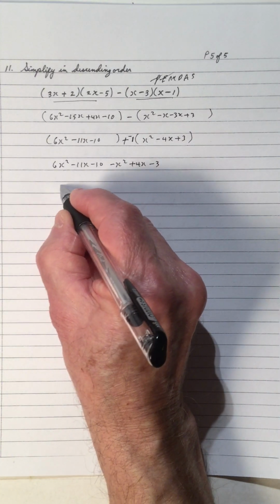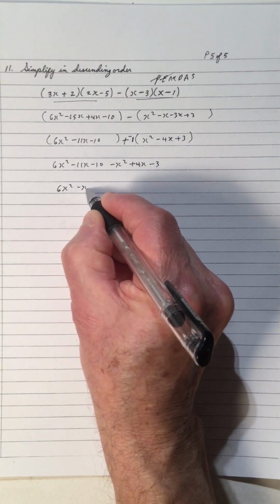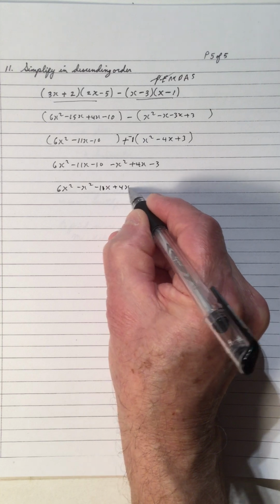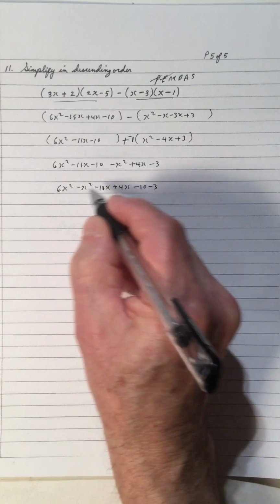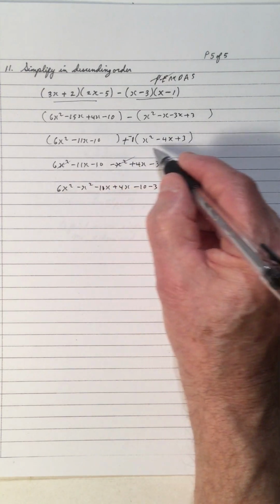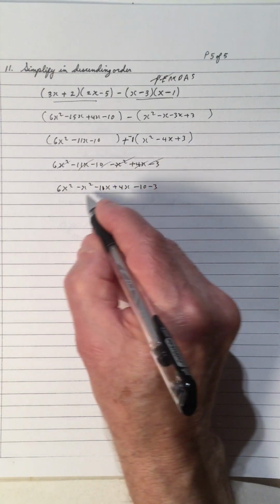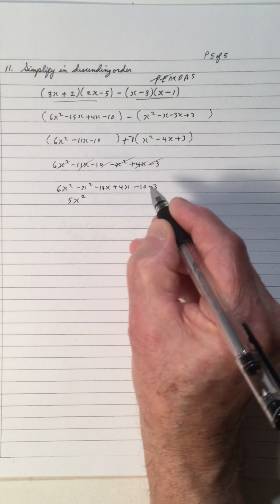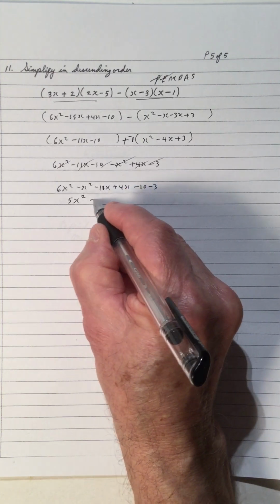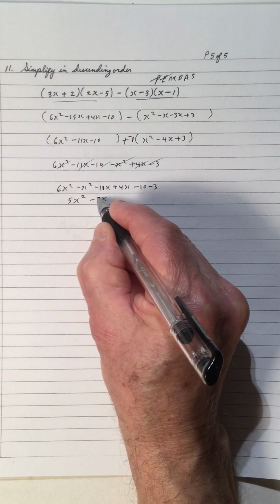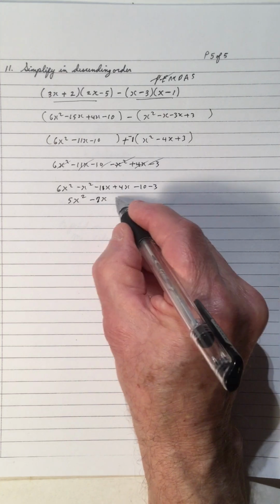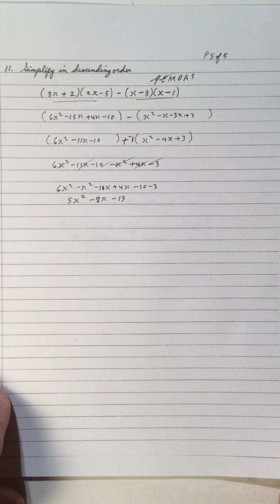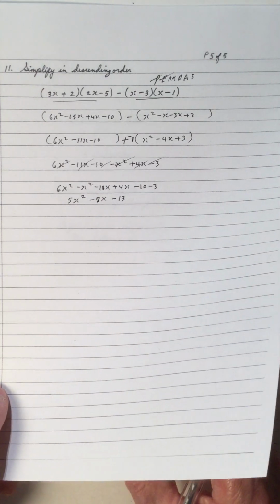So now we have descending order. We got squares first, x's next, and constants next. So the x squared's done. The x's, yep, I picked them all up just to make sure. 6 subtract 1, that's a 5. 5x squared. -11 plus 4 is a -7x. And -10 subtract 3 is -13. Again, just a review of the multiplying polynomials.